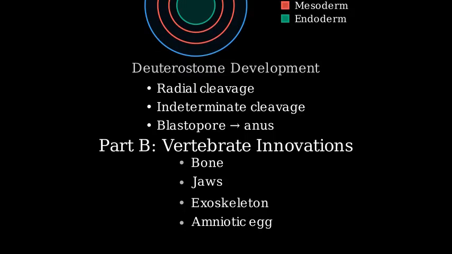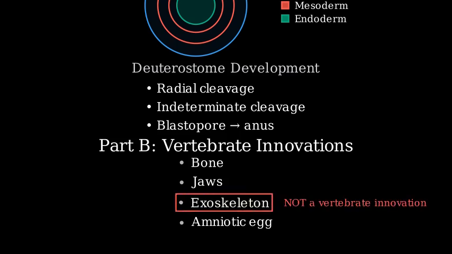The correct answer is exoskeleton. Vertebrates are defined by an internal skeleton, the endoskeleton. Exoskeletons are a hallmark of arthropods like insects and crustaceans. Visualize the difference. On the left, a simple endoskeleton sketch inside the body represents vertebrates. On the right, an exoskeleton on the outside represents arthropods.